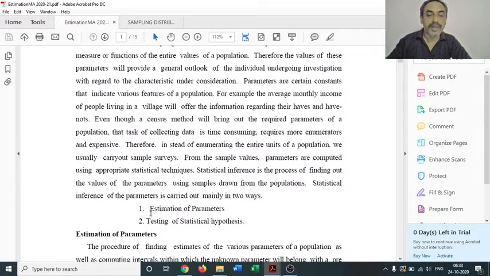Now, statistical inference has mainly two branches. One is estimation of parameters, and the second is testing of statistical hypothesis. In estimation of parameters, we are proposing certain estimates for the unknown parameters based upon samples drawn from the population. But in testing of hypothesis, we will propose certain hypothetical values for the unknown parameter, and based upon certain samples drawn from that population, we will come to a decision whether this hypothetical value has to be accepted or rejected.